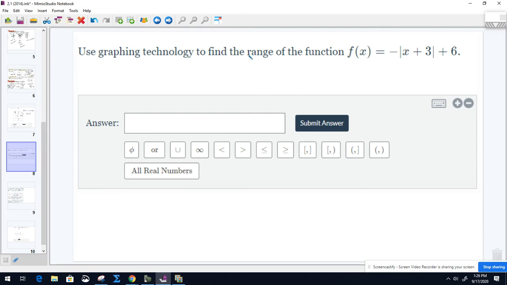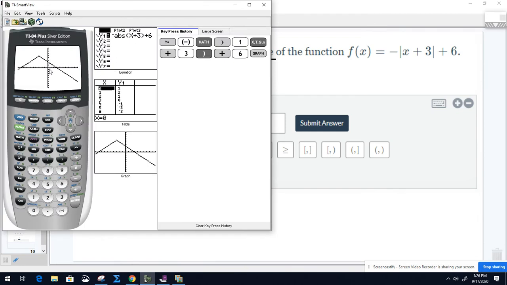So I'm asking for the range, not the domain. So the range is up and down. So where does this graph start up? It goes up 1, 2, 3, 4, 5, 6, and Desmos is much easier to use. Okay, so it starts at 6 and goes all the way down to negative infinity.